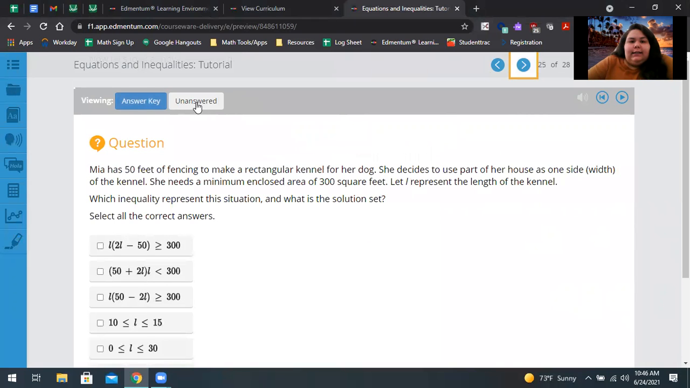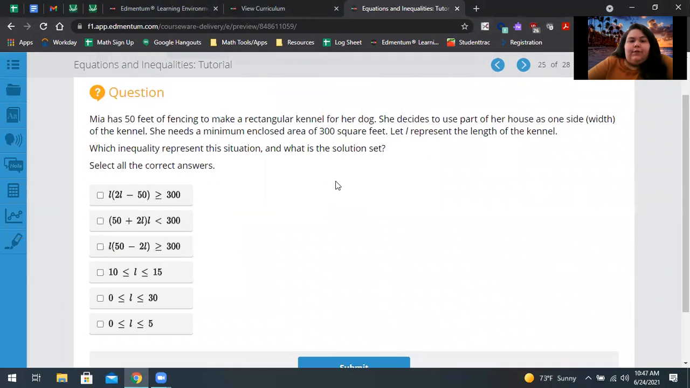So let's take a look at this one right here in slide 25. I will help us set up and then I'll let you go ahead and continue solving, but it's pretty much as what we did in those previous ones. So let's take a look at this one. Maya has 50 feet of fencing to make a rectangular kennel for her dog. She decided to use part of her house as one side, the width of the kennel.